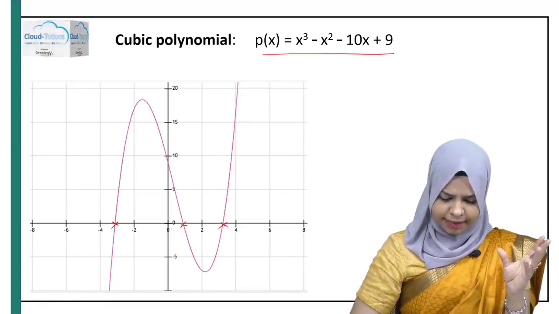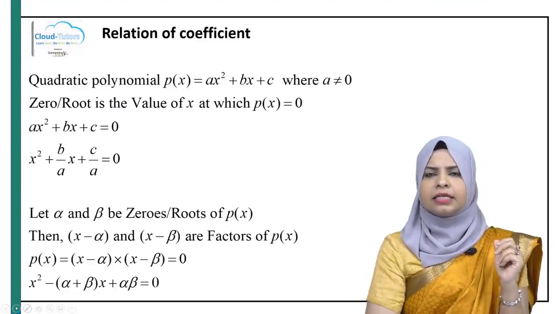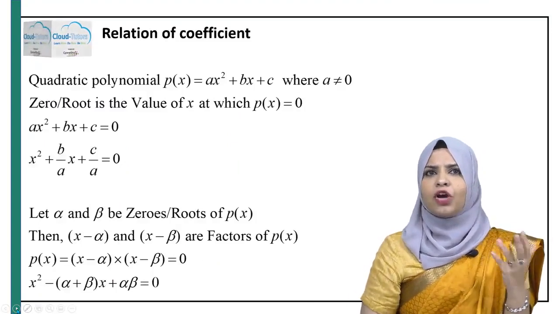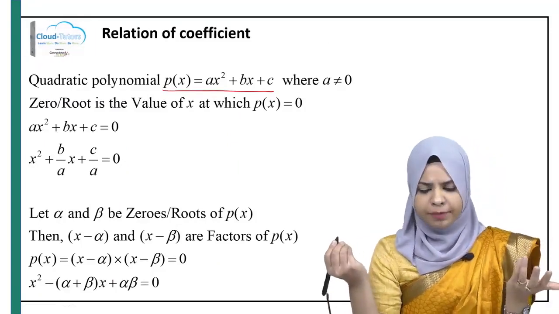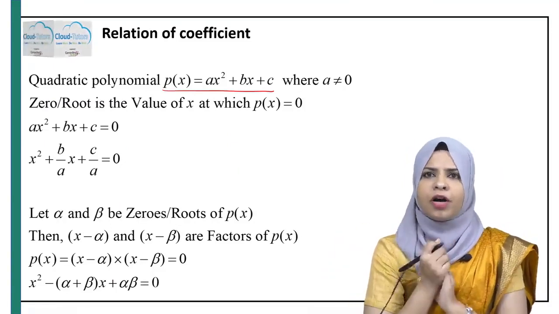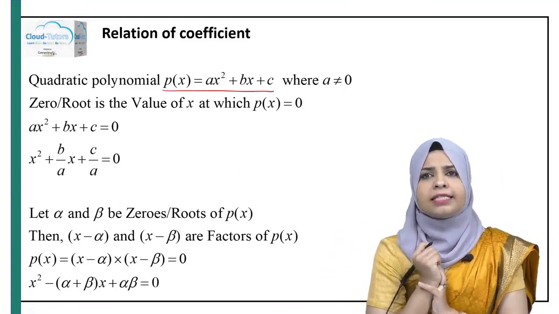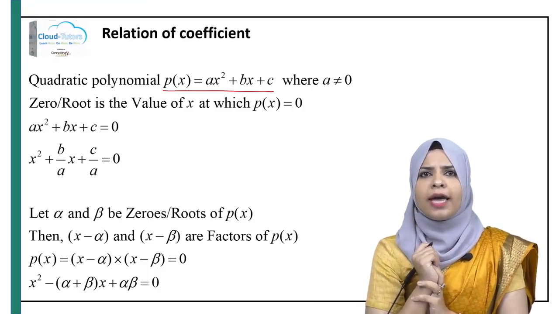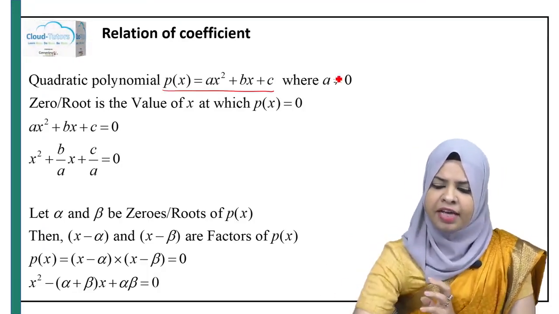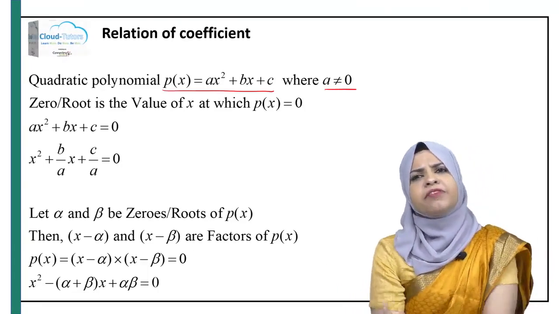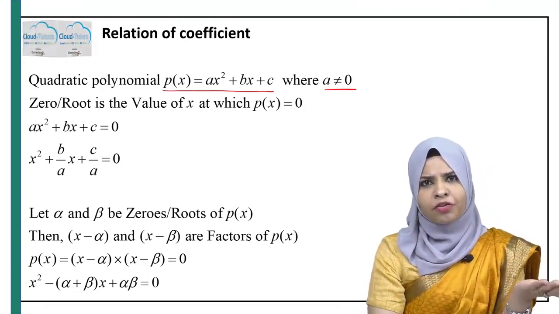Clear with this concept? Let's see the relation of a coefficient. Now we all know the generic equation of a quadratic polynomial, right? Generic form of a quadratic polynomial can be written as p of x is equal to ax square plus bx plus c, where a is not equal to 0. What happens if a is 0? Have you all thought of it?